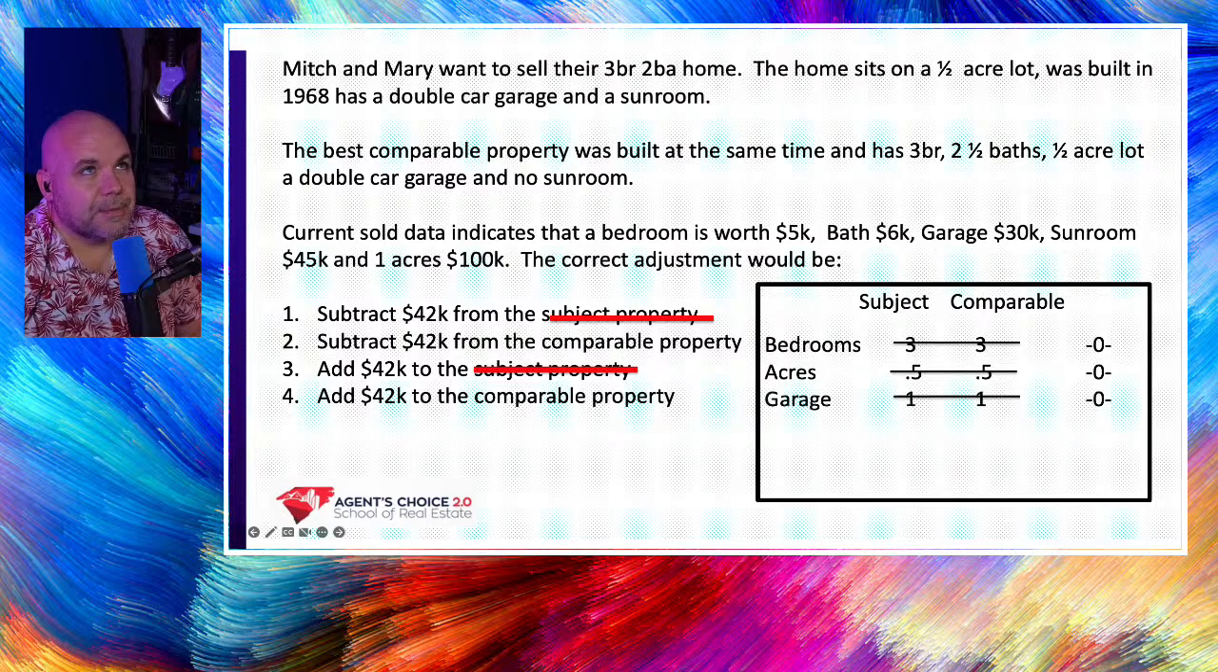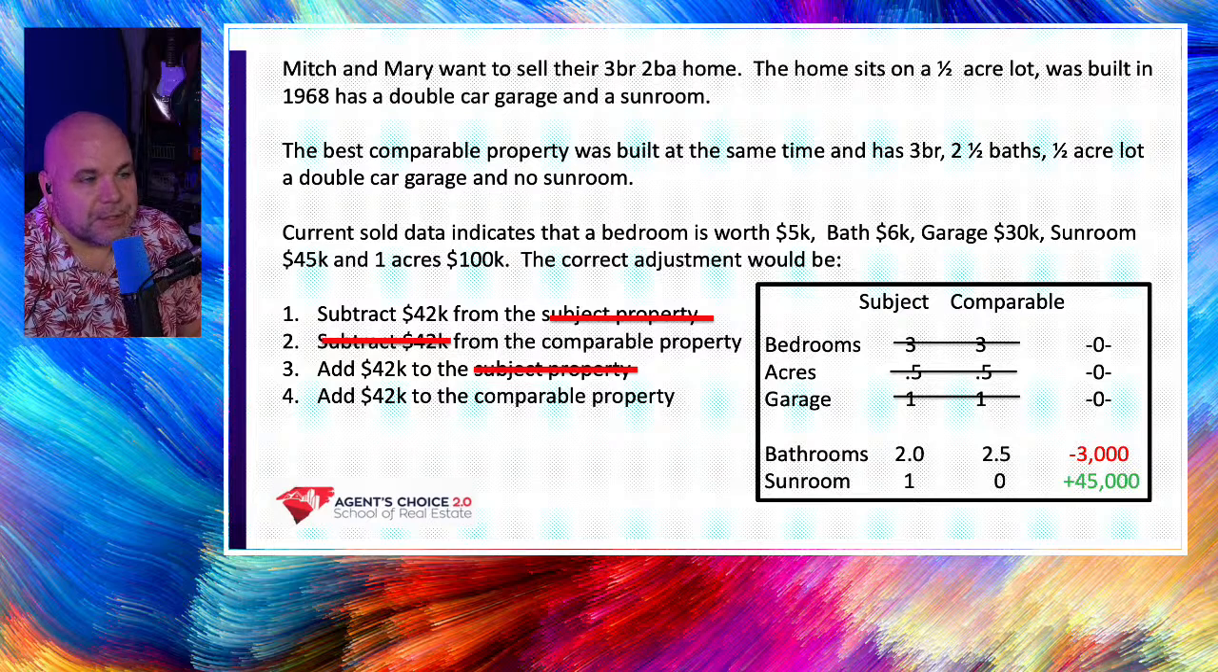Bedrooms don't matter. Acres don't matter. Garage doesn't matter. By the way, they're giving you way more than you need. So part of it is knowing which things you need. Bathrooms are different. Sunroom is different. We're adding 42,000 to the comparable sale price. Gives us the adjusted sale price. Right? So if that comparable sold for 200,000, then we would be adding 42. The subject would be expected to be worth 242,000. Right?